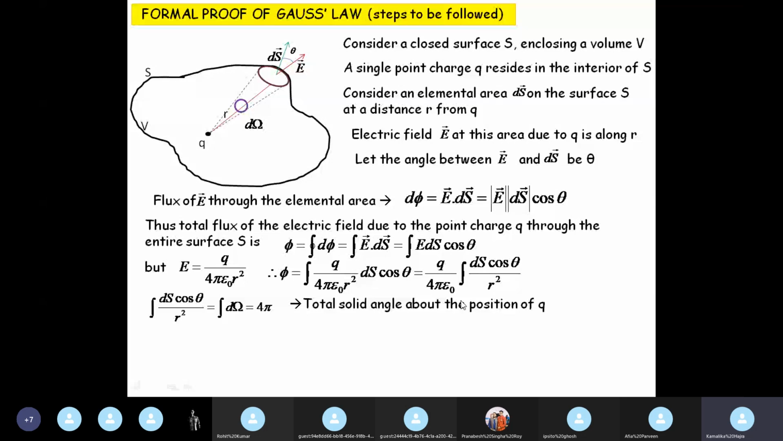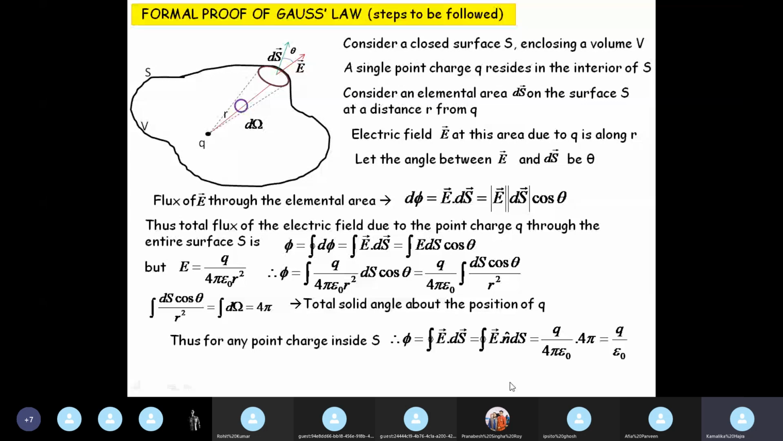That is what we just understood from the concept of solid angle. So for any point charge inside the surface S, phi equal to integral E dot ds, which we can write as E dot n cap ds, where n cap is the direction of the normal to the surface, is equal to q by 4 pi epsilon naught multiplied by 4 pi. 4 pi is for this integration ds cos theta by r square. So 4 pi and 4 pi cancel, we are left with q by epsilon 0.